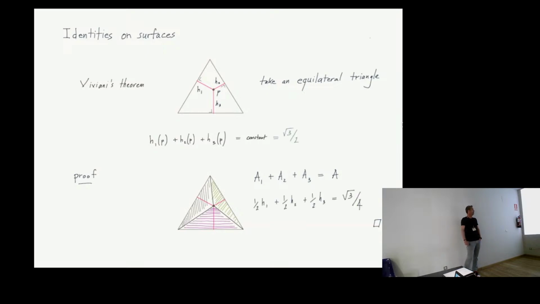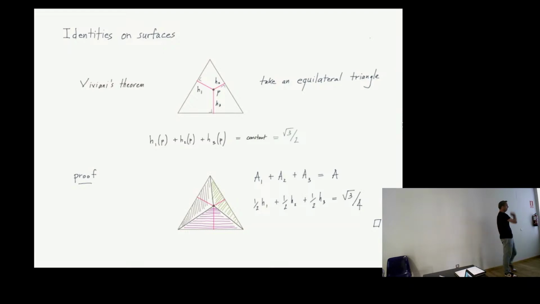Because the area of each triangle is 1/2 times the height, if your equilateral triangle has side length 1. And then you have this formula here, and by a very complicated formula, you can figure out what the area of an equilateral triangle of side length 1 is, which happens to be √3/4. So this is how you get Viviani's identity. Anyway, that's what I wanted to talk about. Thank you very much.